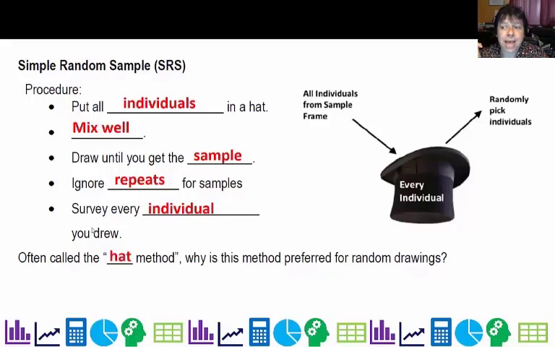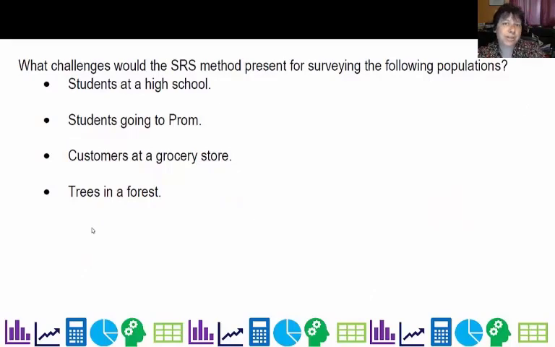This is often called the hat method. And why is it preferred for random drawings? Because all outcomes are equally likely. No one is more likely to get selected than someone else in the hat. Now, we don't always use simple random samples, and why would that be? Well, there can be some challenges in getting simple random samples.